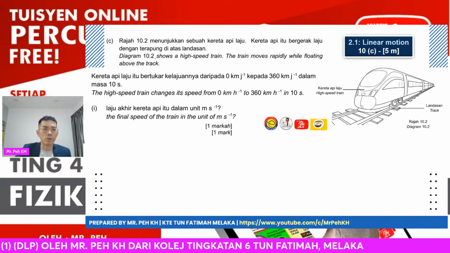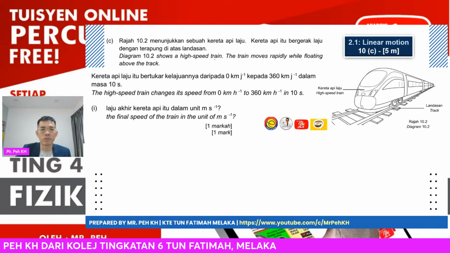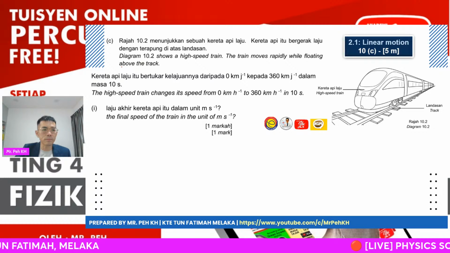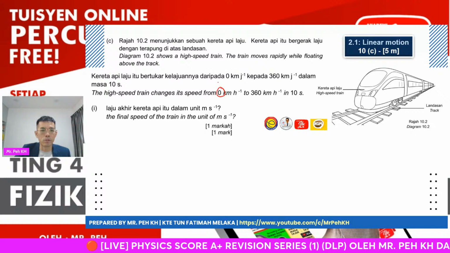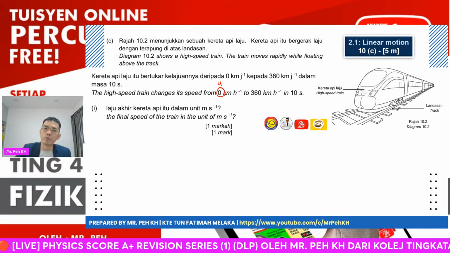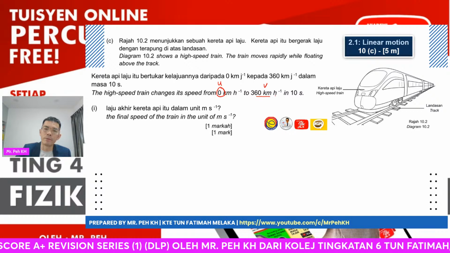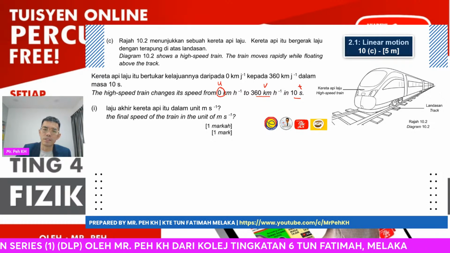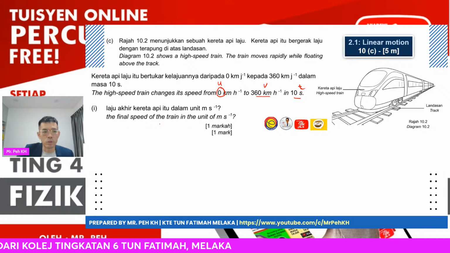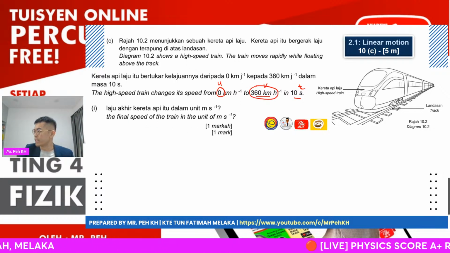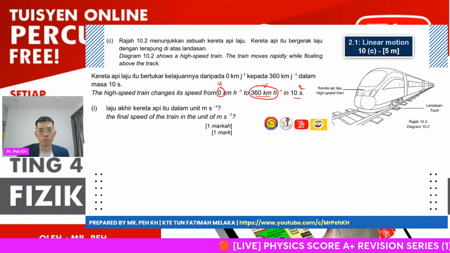Okay, so diagram 10.2 shows a high speed train. The train moves rapidly while floating above the track. Okay, so the high speed train changes its speed from 0. So that means U will be 0, and then to the V, which is 360 km per hour, in 10 seconds. This will be T. Okay, so the first question asks you to change the final speed, which is 360 km per hour, to SI unit. So we have to change to meter per second.